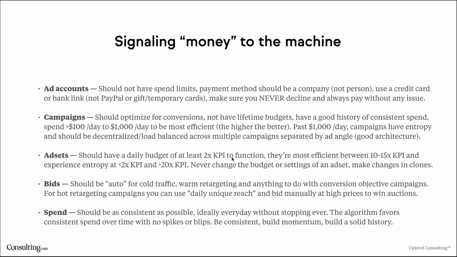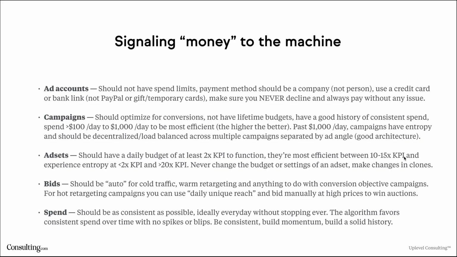It will actually start working at 1 times KPI, but not very well. 2 times KPI is when it's actually going to start working properly, and then it's going to be most efficient at 10 to 15 times KPI. So 10 to 15 times the cost per lead if you're optimizing for that, which would be 100 to 150. That's when it really starts to sing.